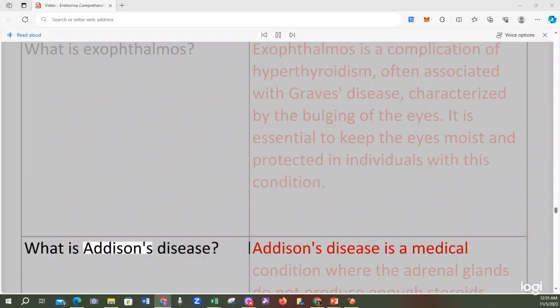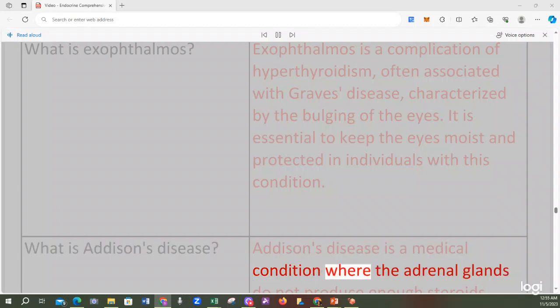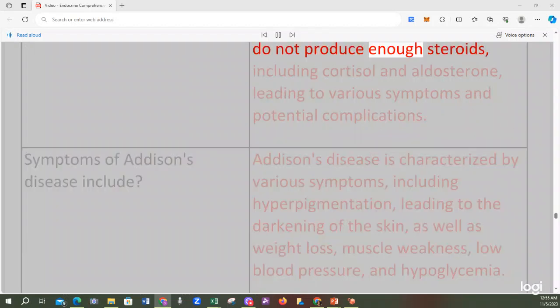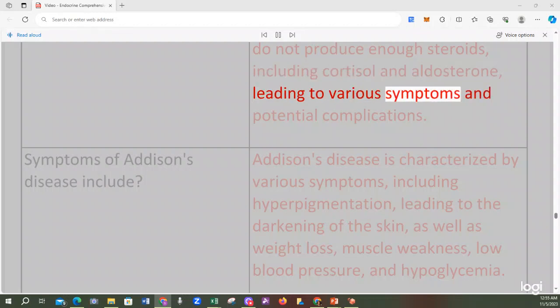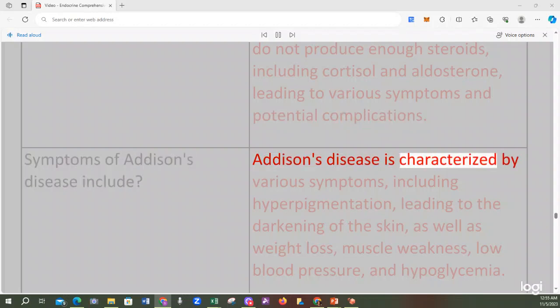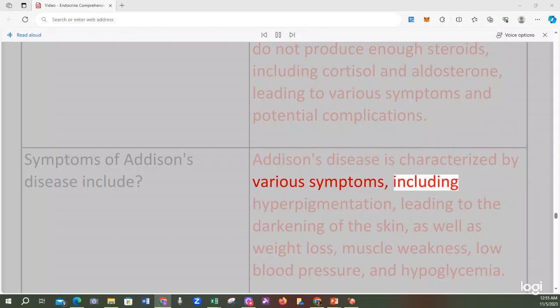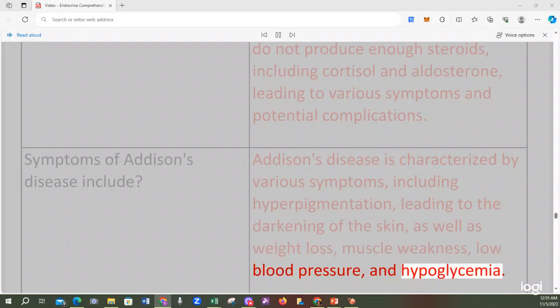What is Addison's disease? Addison's disease is a medical condition where the adrenal glands do not produce enough steroids, including cortisol and aldosterone, leading to various symptoms and potential complications. Symptoms of Addison's disease include hyperpigmentation, leading to the darkening of the skin, as well as weight loss, muscle weakness, low blood pressure, and hypoglycemia.